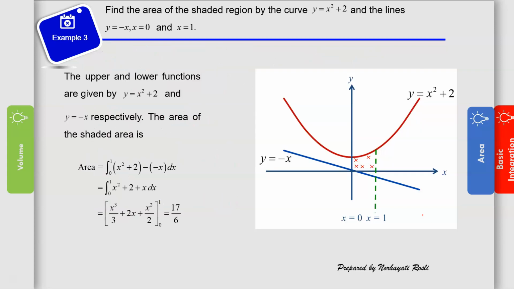So class, what I did here actually, I determined the upper and lower functions, where the upper function is given by y equals x squared plus 2, and the lower function is given by y equals negative x. And then I computed the area based on the formula. The answer here is 17/6. And this is the graph of those two functions.